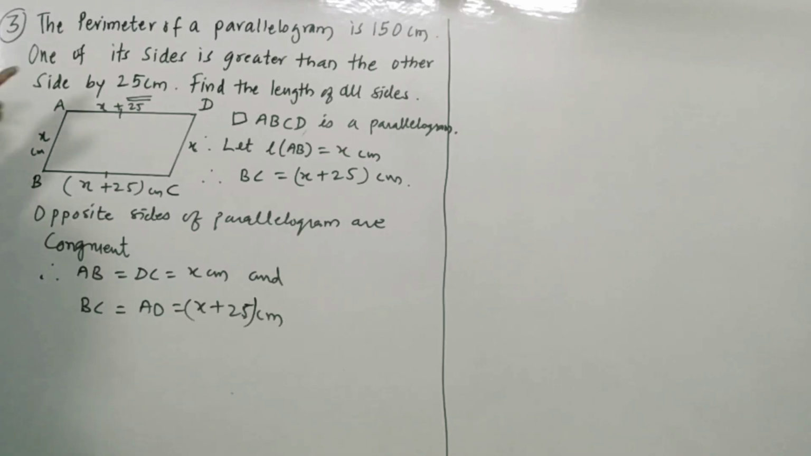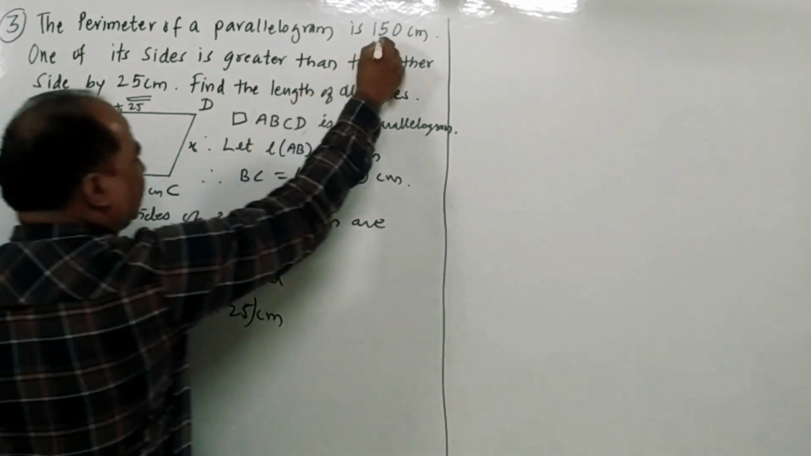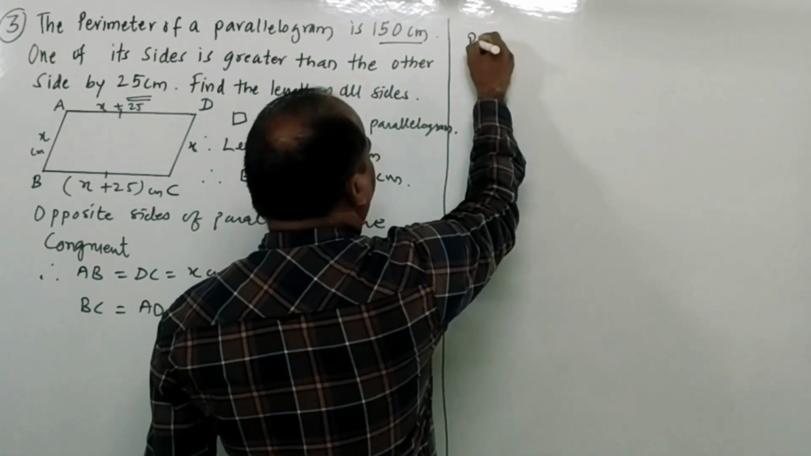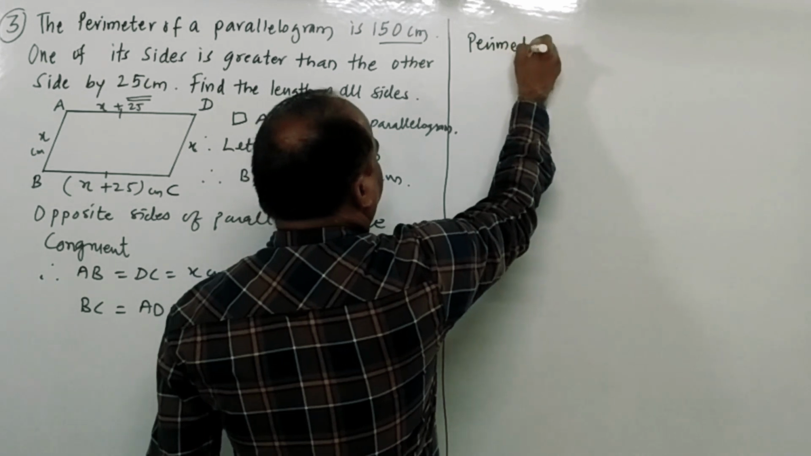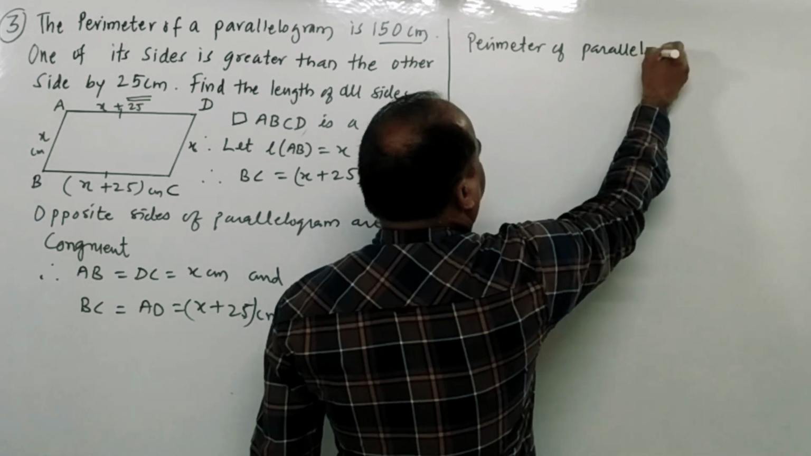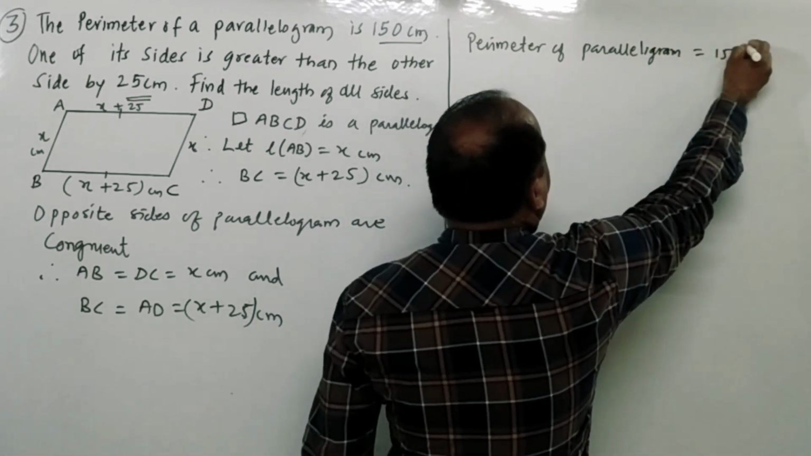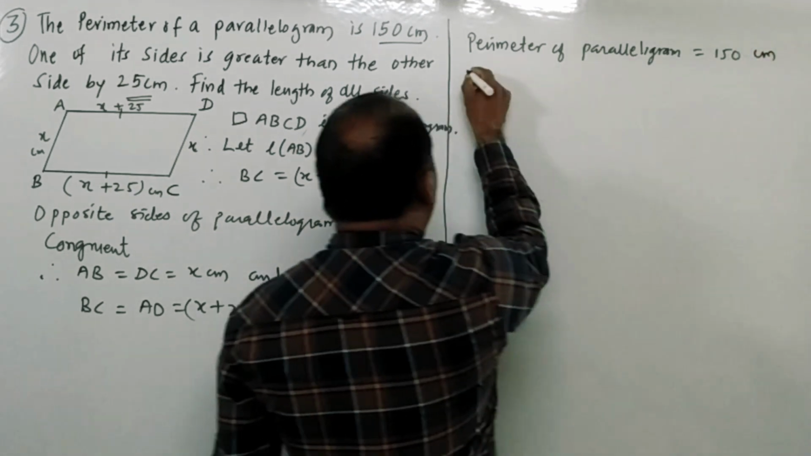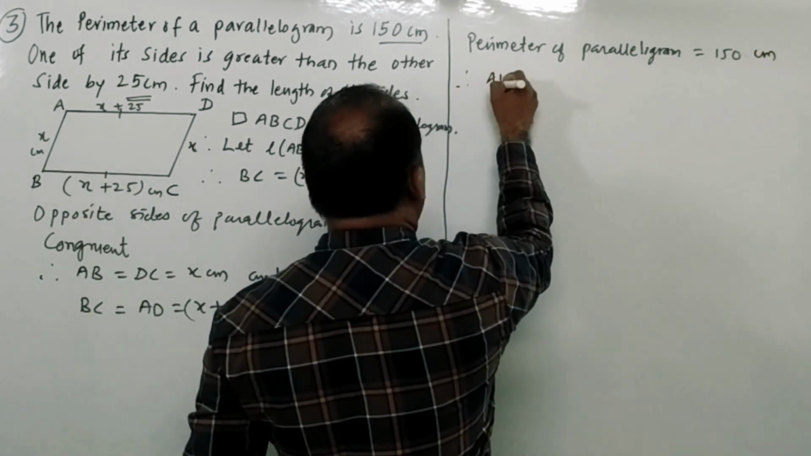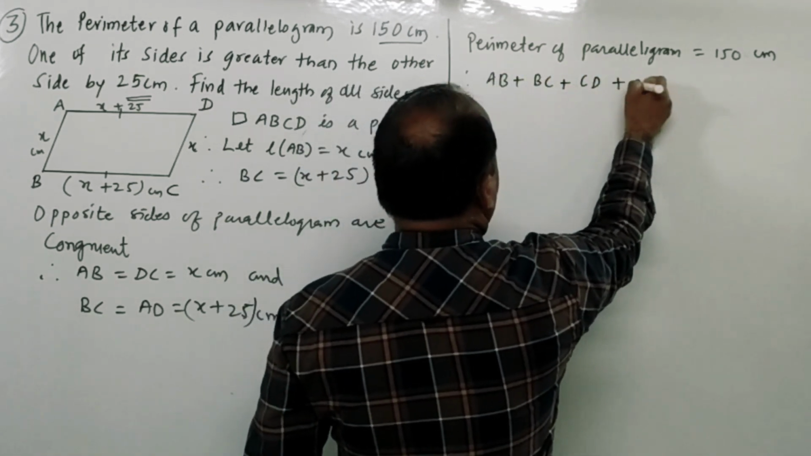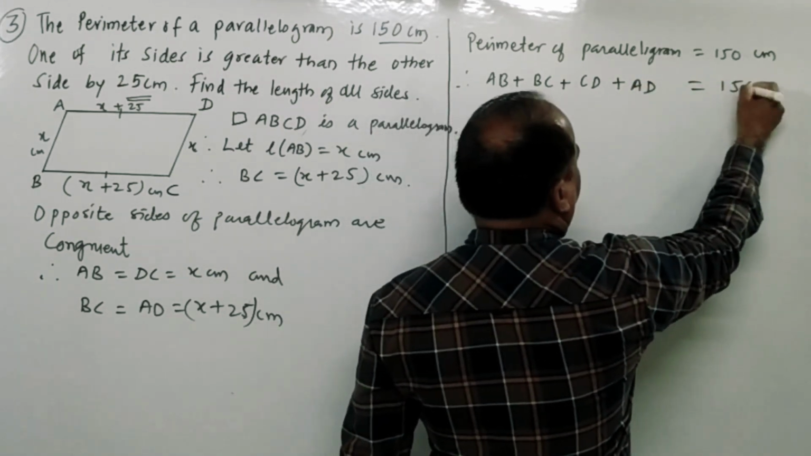Now, it is given that the perimeter of the parallelogram is 150, that is, the sum of the lengths of all sides, AB plus BC plus CD plus AD, is equal to 150 centimeters. So, perimeter means the sum of the lengths of all sides of the parallelogram. So, AB plus BC plus CD plus AD is equal to 150.